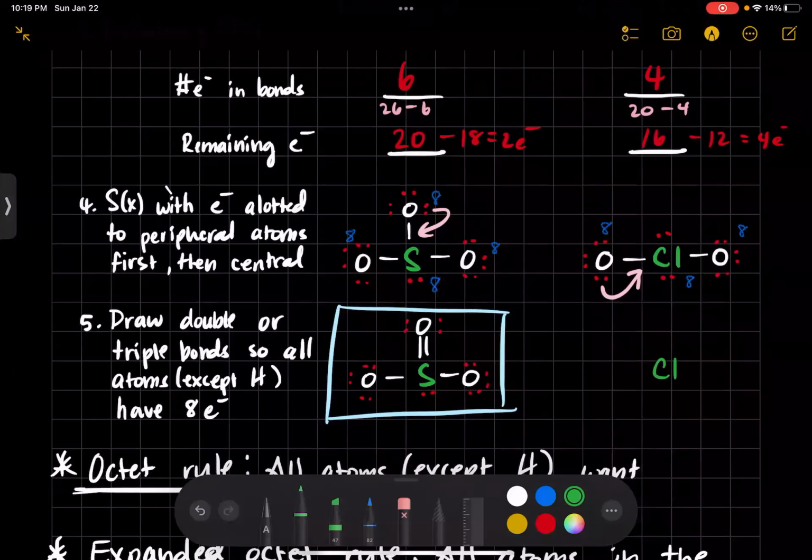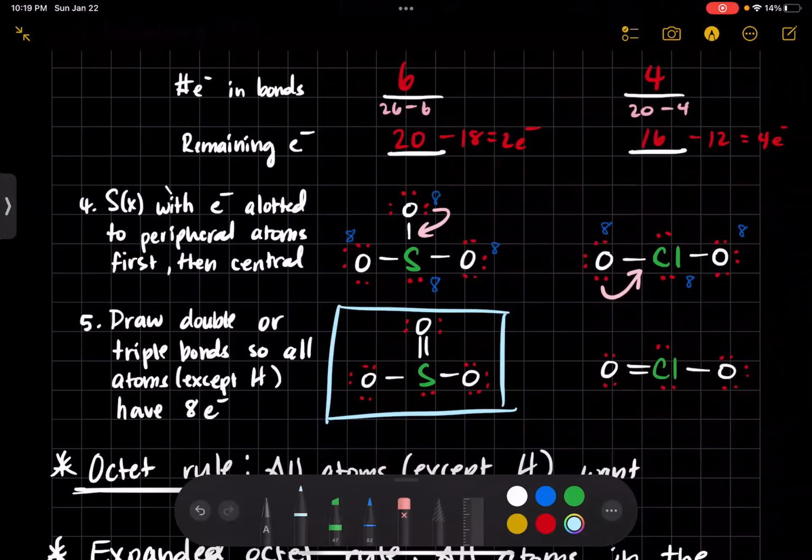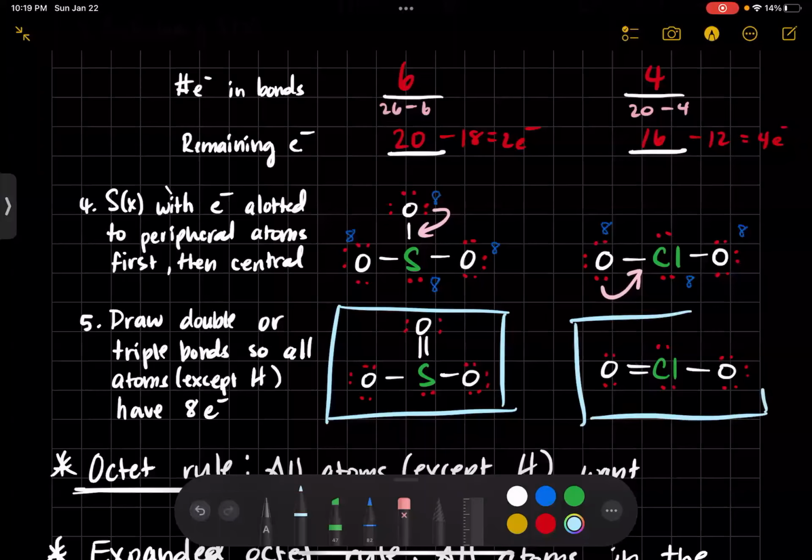And so now I have Cl. 1, 2, 3, 4, 5, 6, 7, 8. 1, 2, 3, 4, 5, 6. How many does chlorine feel like it has? Feels like it has 1, 2, 3, 4, 5, 6, 7. And it wants to feel like it has 7. So this is the correct structure for chlorite.